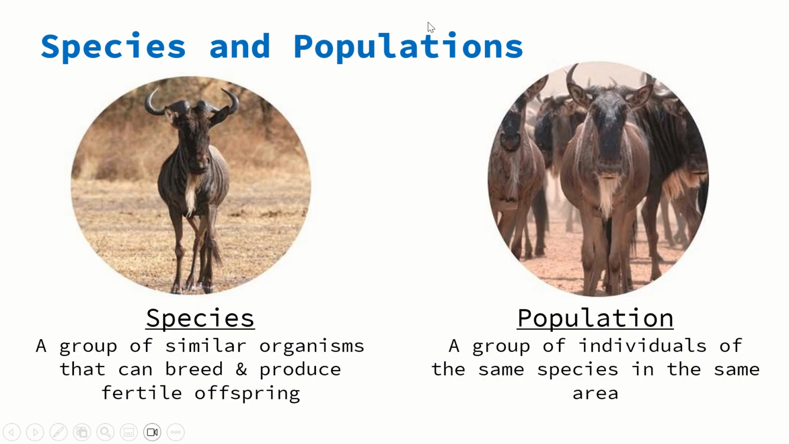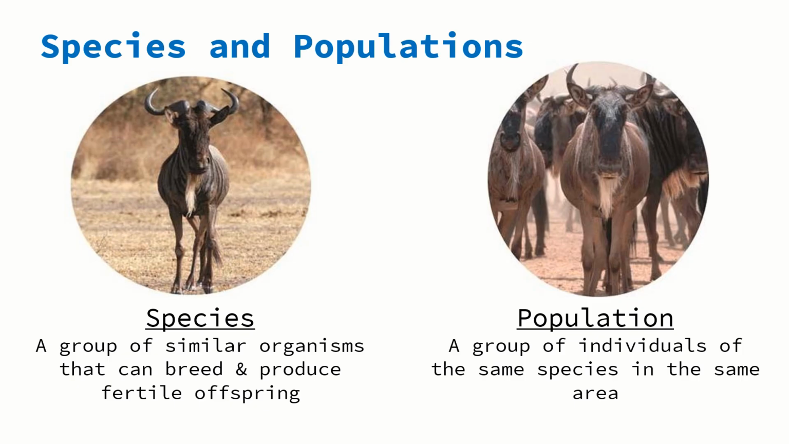So the simplest level would be to start at the species level or even the individual organism level. And by definition, a species is just a group of similar organisms that can breed and produce fertile offspring. This is our simplified definition. There's exceptions to all of this, so you could get into the side conversation about hybrids and things like that. But in general, species are organisms that interbreed. And they're all one type of organism.